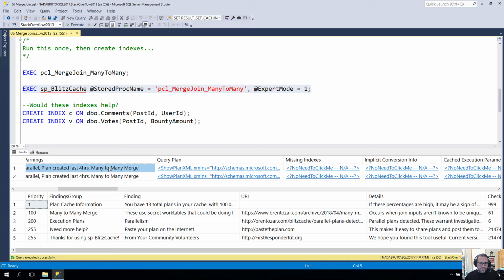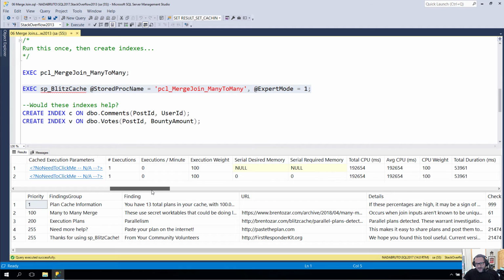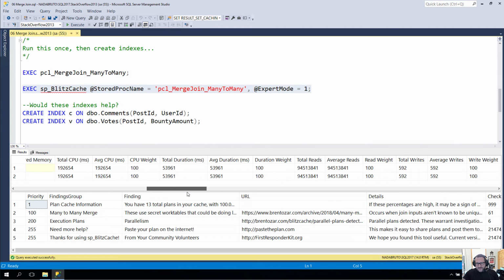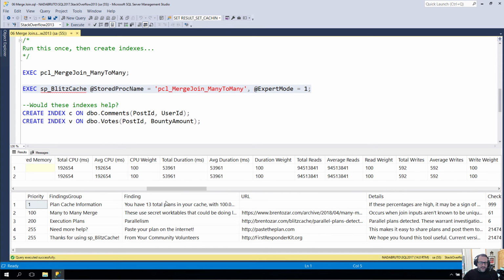But at least Blitzcache will warn you about many-to-many merges. It's up to you to figure out if you have an execution plan with lots of merge joins in it. You will have to do some hovering. It could be one, it could be multiple, and there's not really a whole lot of good hint in the metadata about how much work the merge join did. There's just nothing in there that tells us really.